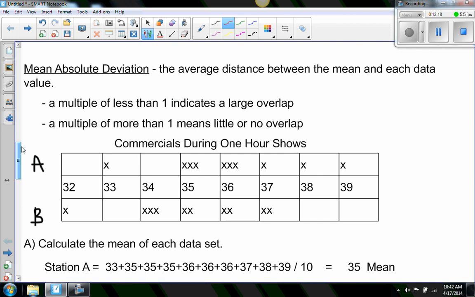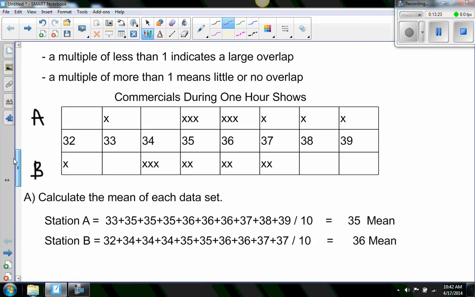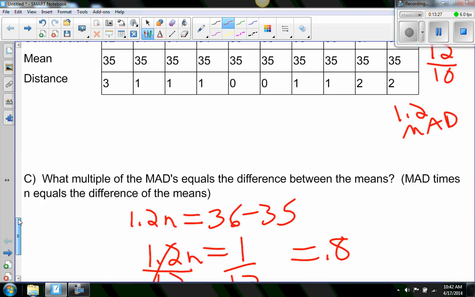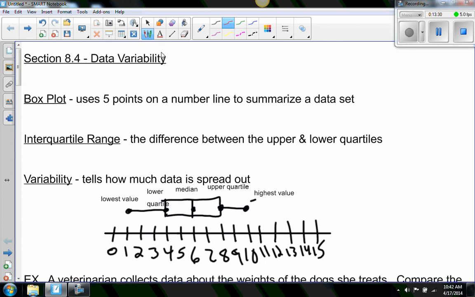And then once we get down to the mean absolute deviation, it gets a little tougher, and we'll go over more of those in class, but I want you to have at least seen it before we go into more detail on it.